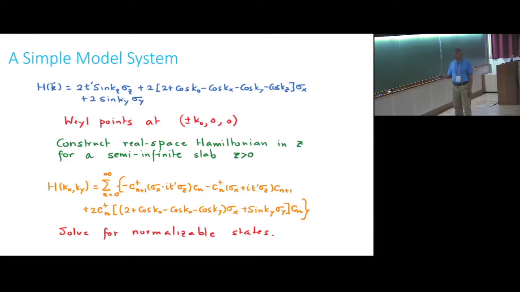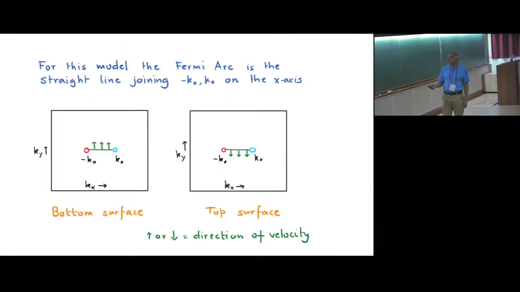And in this model, you can actually go to real space in the z direction. Here's what the real space Hamiltonian looks like. Okay, you keep kx and ky as parameters of your Hamiltonian. You get a one-dimensional chain, and you can find the edge states of that chain. So for this particularly simple model, it turns out that the Fermi arcs are actually just straight lines. At zero energy, they will just connect the projections of the two Weyl nodes.